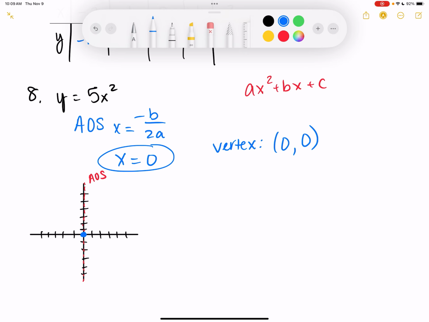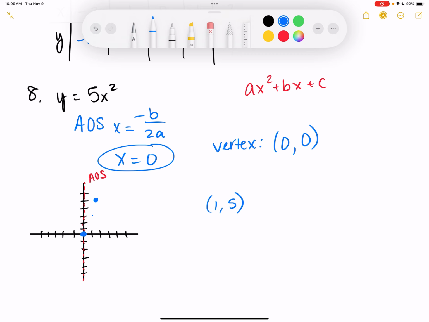Now, I need to figure out how to graph this parabola because it's a squared function, so it's going to be a parabola. So I'm going to pick another x value that's not 0 to get a point. Okay, I'm going to pick 1 because that's the easiest. So when x is equal to 1, y is equal to what? 5. So 1 and 5 is going to be my next point. So 1, 2, 3, 4, 5. So here I have 1.